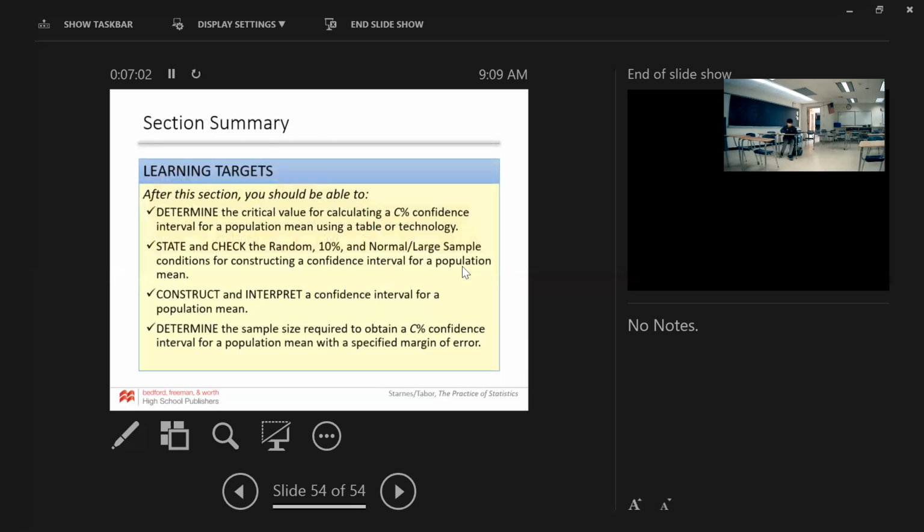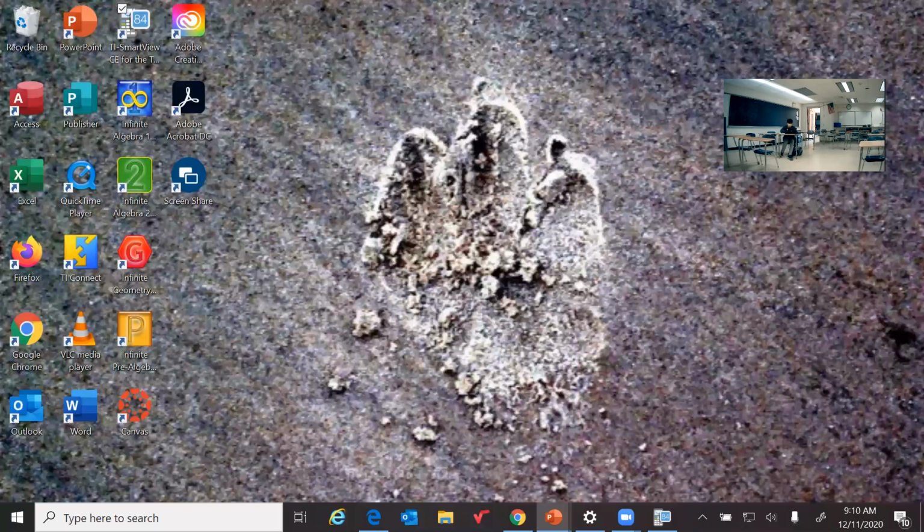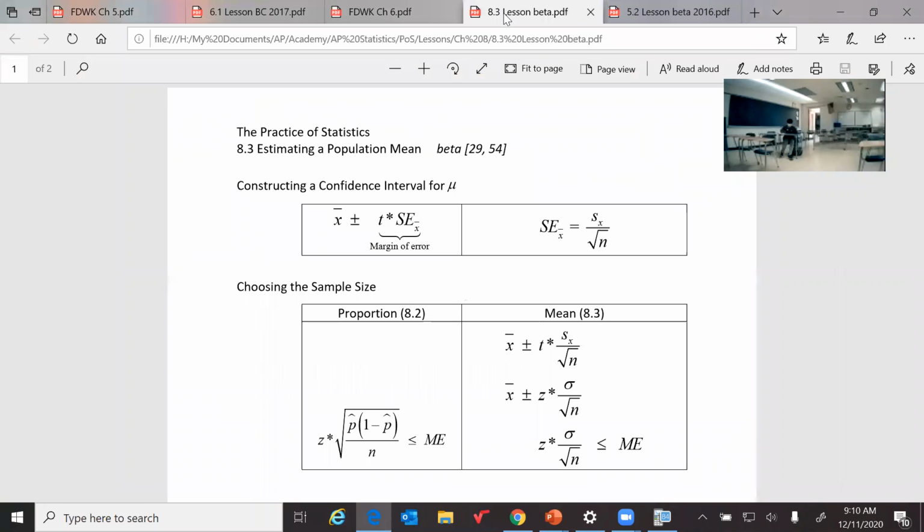All right, and there's the bullet points. So we tried to put this in here on the PDF so you can compare and contrast the two sections.